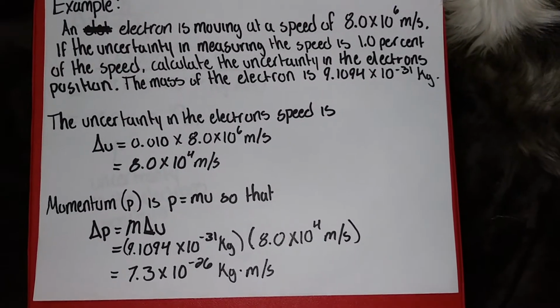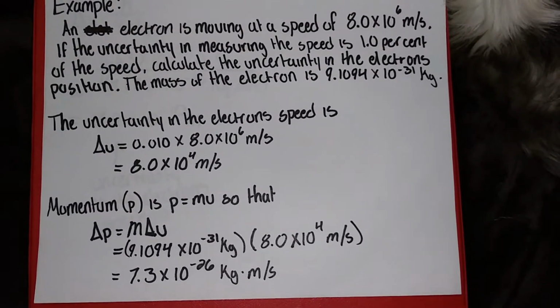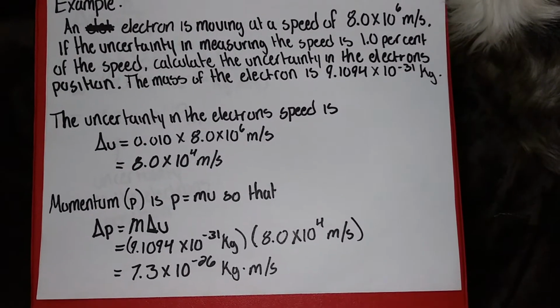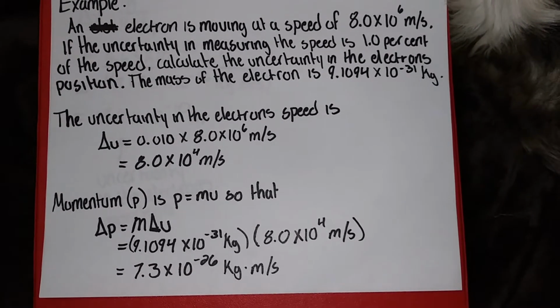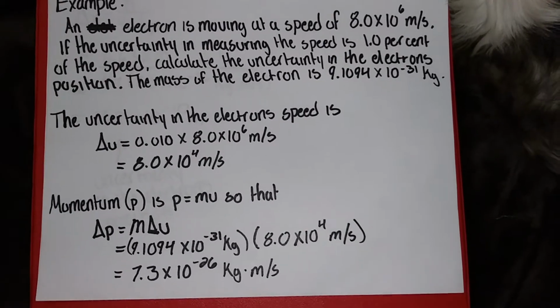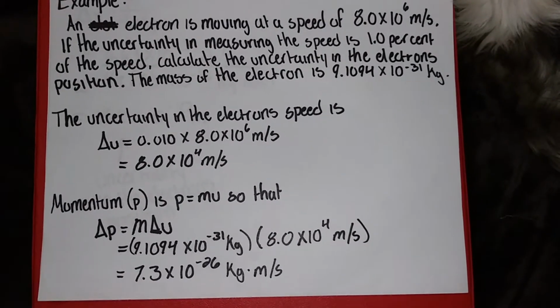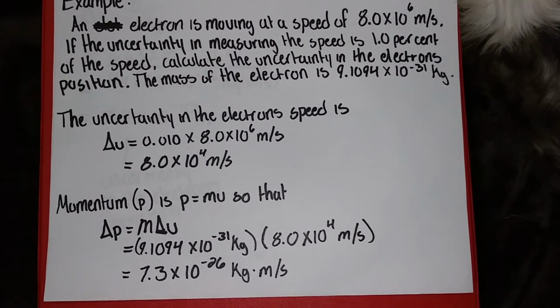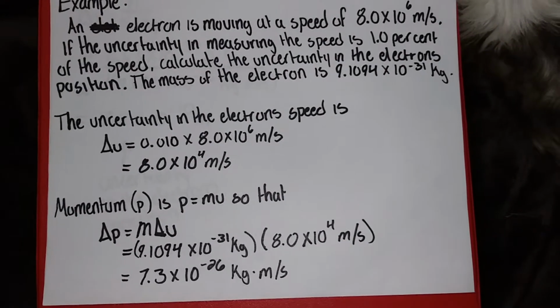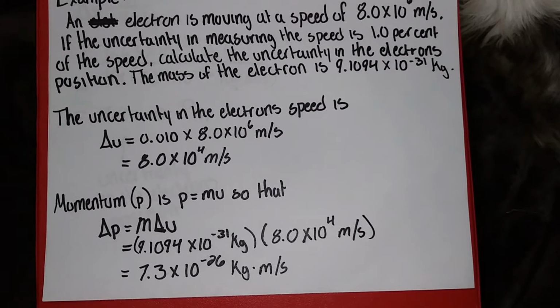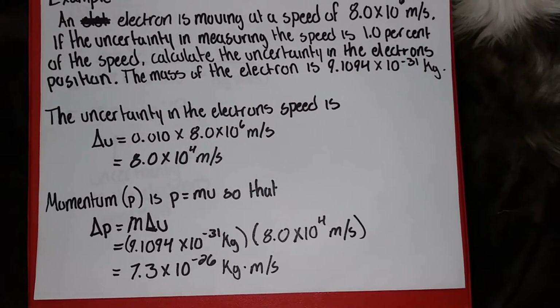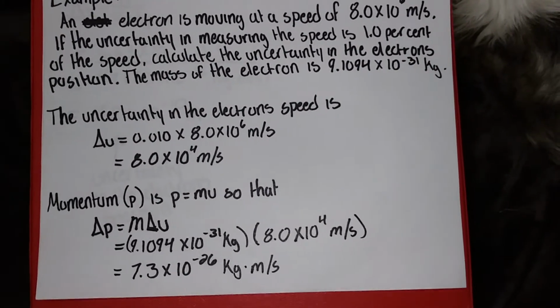The uncertainty in the electron speed, we calculate that by multiplying the speed times the percent, which is 1% times 8.0 times 10 to the 6 meters per second. And that equals 8.0 times 10 to the 4th meters per second.